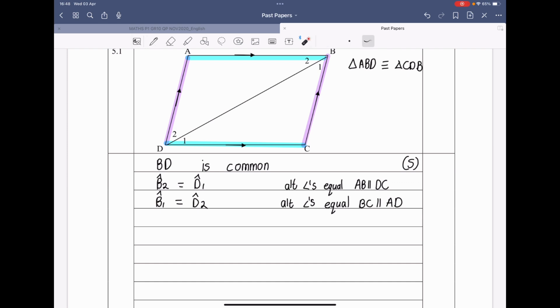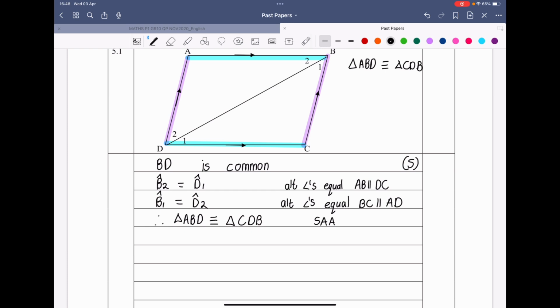So I've now proved that this line is common, and I've got these angles that are equal and these angles that are equal. And so by side angle angle, I can say that this triangle is congruent to this triangle. So therefore, triangle ABD is congruent to triangle CDB, and my reason is side angle angle.